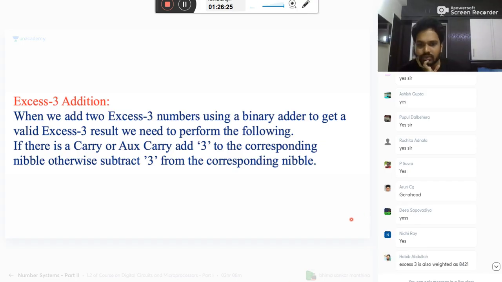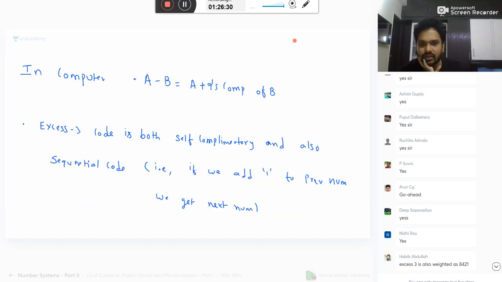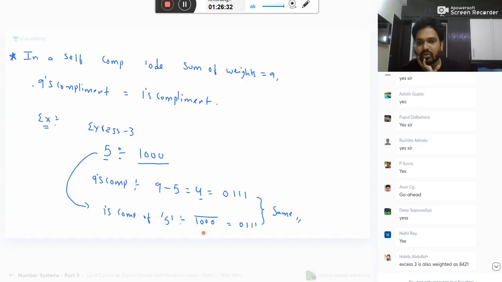No, Habib, it is not weighted. We are adding excess 3 now. Your weights will be difficult. 7 is 1010 in excess 3. Where are the weights here? Which weights do you want to prove?